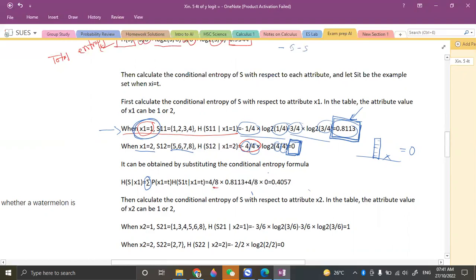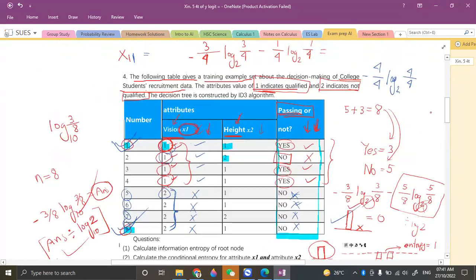So we have total 8 students here, and 4 of them are qualified. Qualified means 1. You see, 1 means qualified and 2 means not qualified, right? If you look back here in the following table, you can see 1 indicates qualified and 2 indicates not qualified. And here we have 1, 2, 3, 4. We have 4 ones, that means 4 qualified, and we have 4 twos, that means 4 not qualified, right?